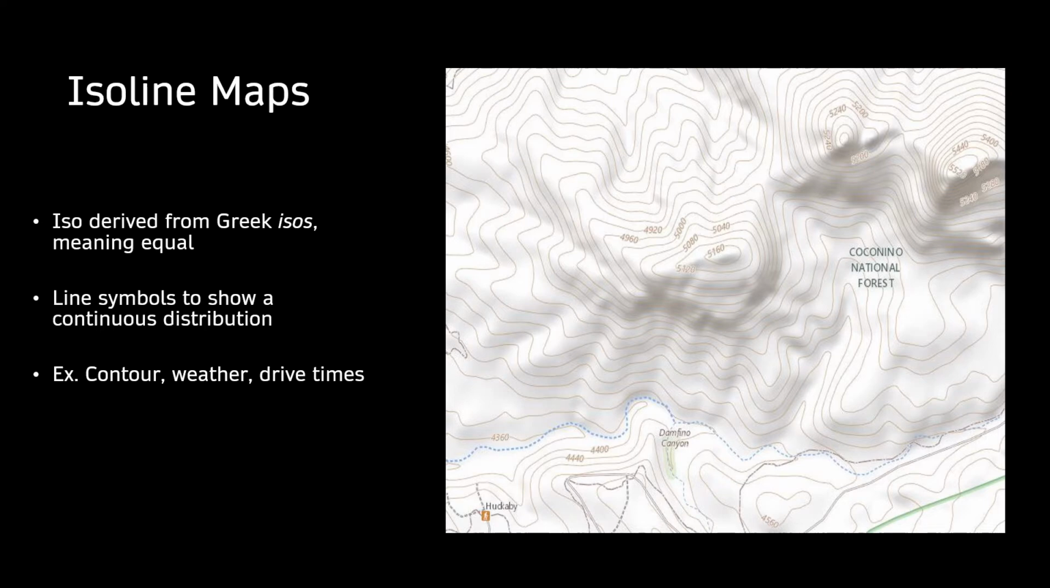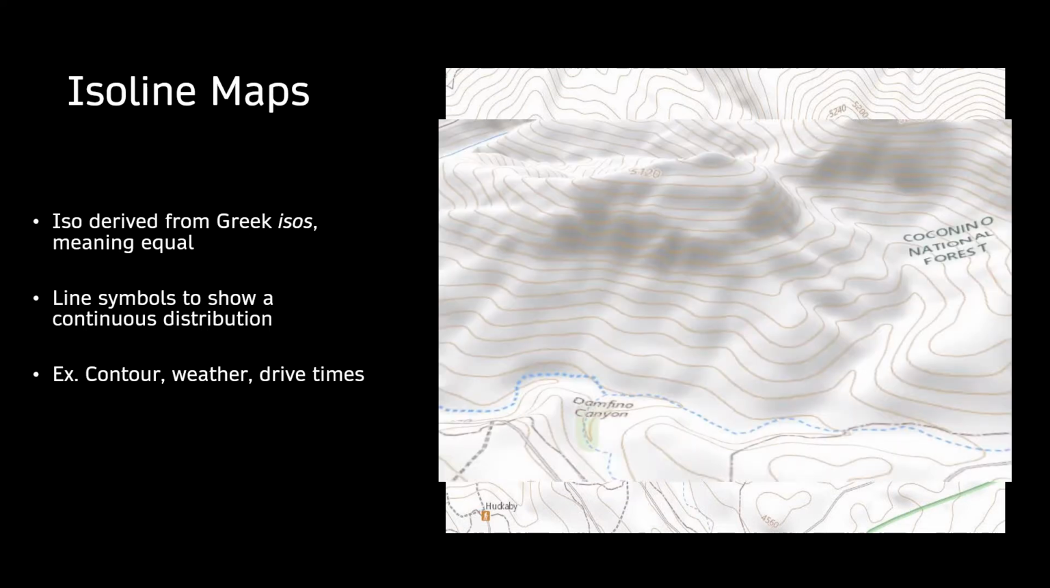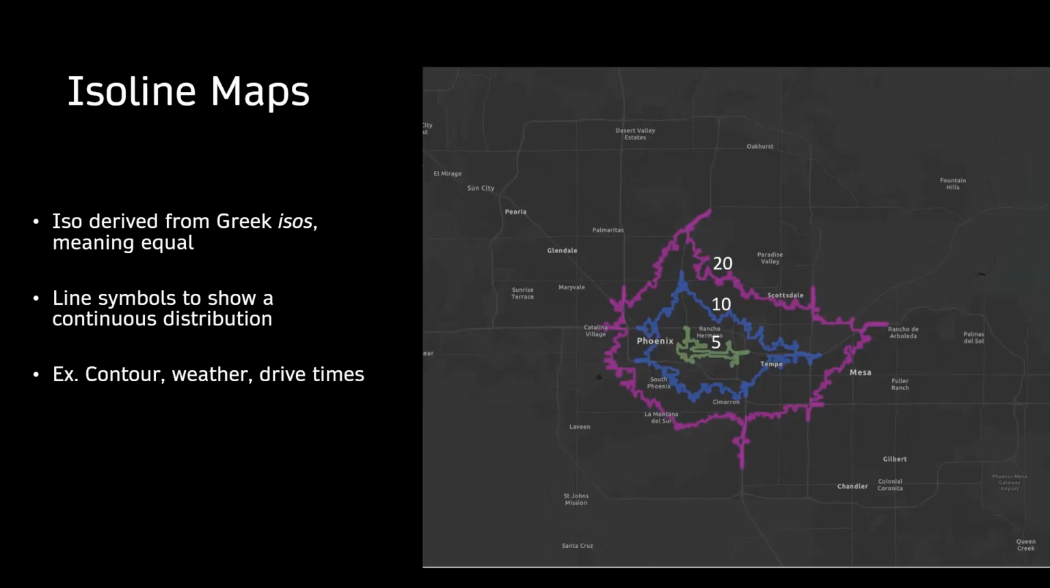So these are line symbols that show a continuous distribution, right? One of the most common isoline maps that you'll see is a topographical map. So these lines on this map are indicating changes of elevation, right? So we can see that kind of circle coming towards a peak here. It's a little bit easier if you look at it in 3D version, but again, those are topographical lines indicating changes of elevation. And those lines represent that same numeric value, each line represents the same elevation as it's progressing its way up that peak.